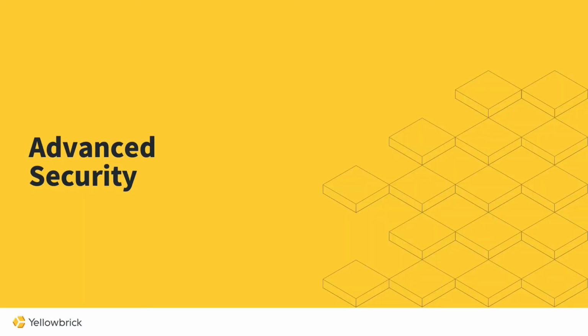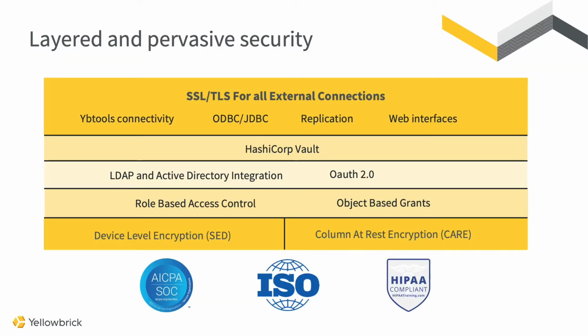First, advanced security. When we think of security in Yellowbrick, we think of layered and pervasive security. Now, you may have seen this slide in other presentations, and it's a great overview of all the security topics. At Yellowbrick, security is important, and security is very important to our enterprise customers. We secure the physical hardware, and security is built into all of the software and connections.